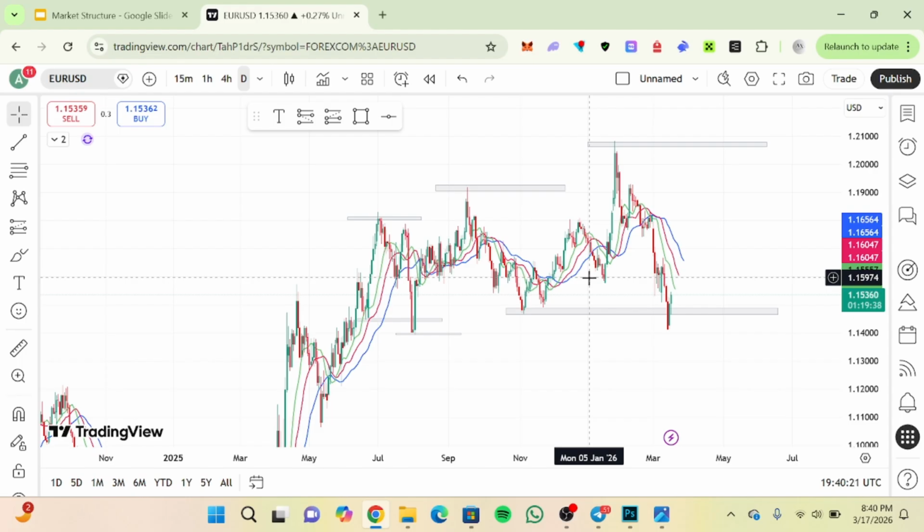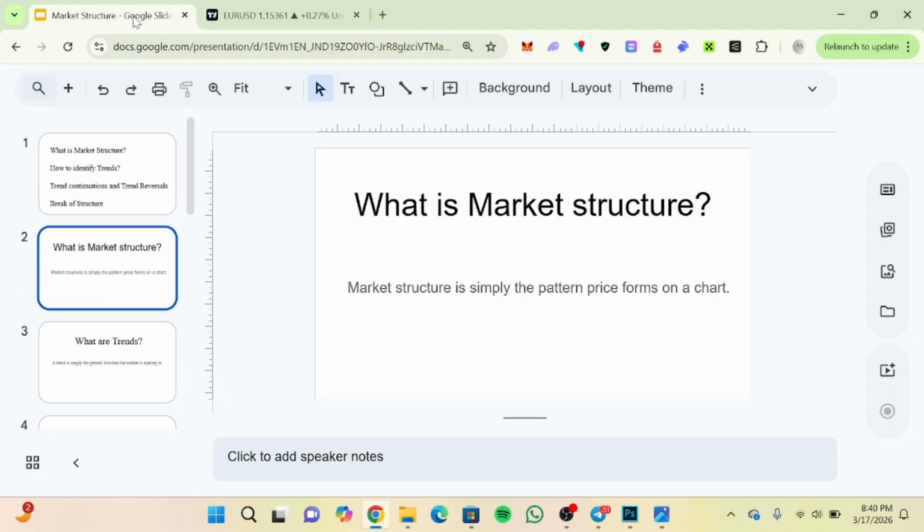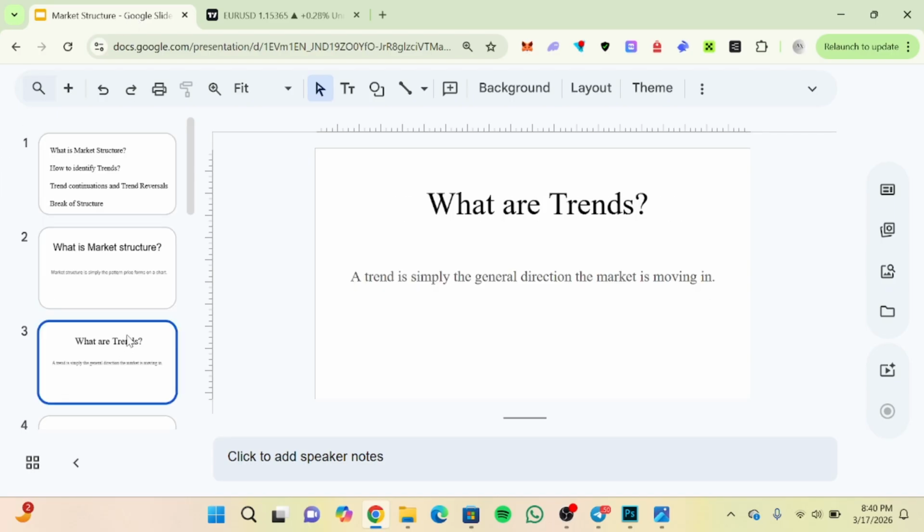So now, after understanding market structure, what do we try to understand next? What we try to understand next is what we call the trend. Now, what are trends? A trend is simply the general direction the market is moving in. Markets move because buyers and sellers are constantly competing. Buyers push price up, sellers push price down, and from this battle, the market forms trends.